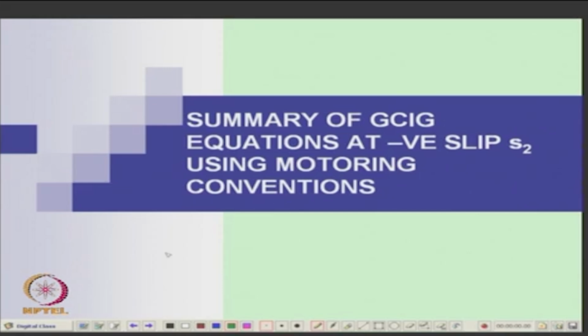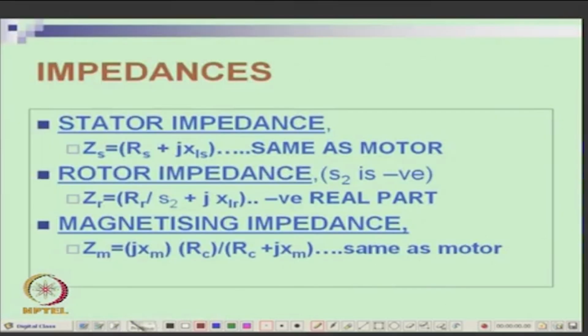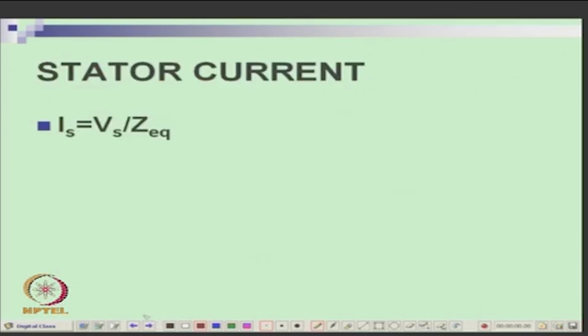Okay, summary at negative slip S2. Using the motoring convention, we can write those equations very easily. So, we can write the stator impedance in motoring convention, and the rotor impedance in motoring convention. What will be the rotor impedance now? It will have a negative real part. The stator impedance will be as it is, and the magnetizing branch has no change, okay.